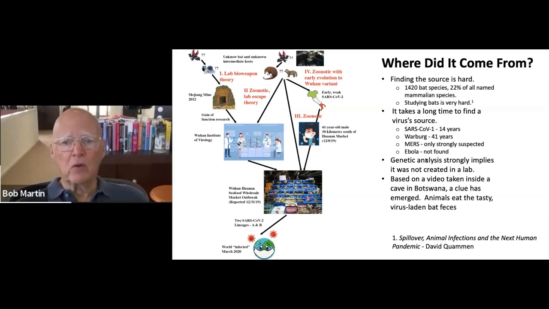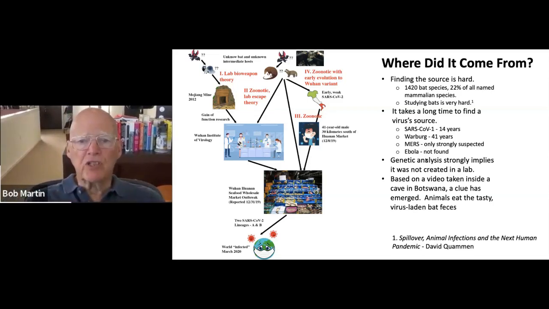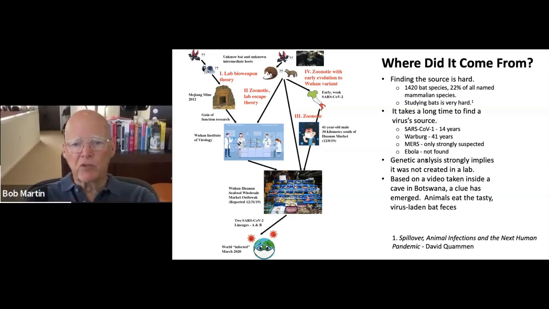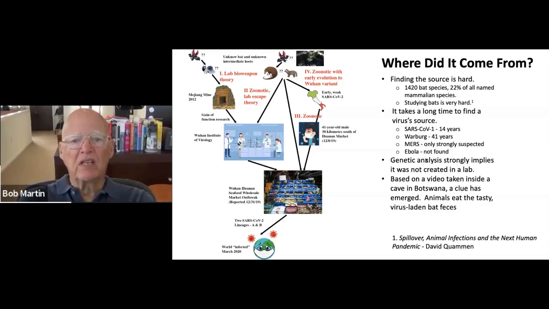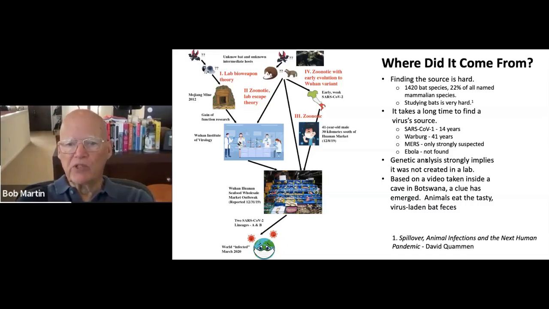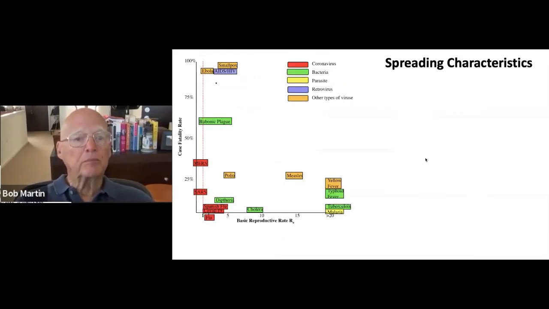Based on a video taken inside a cave in Botswana, where I was a couple of weeks ago, not the cave, but Botswana, a clue has emerged how this might have happened. Animals eat the tasty virus-laden bat feces. So this is how it might have spread.